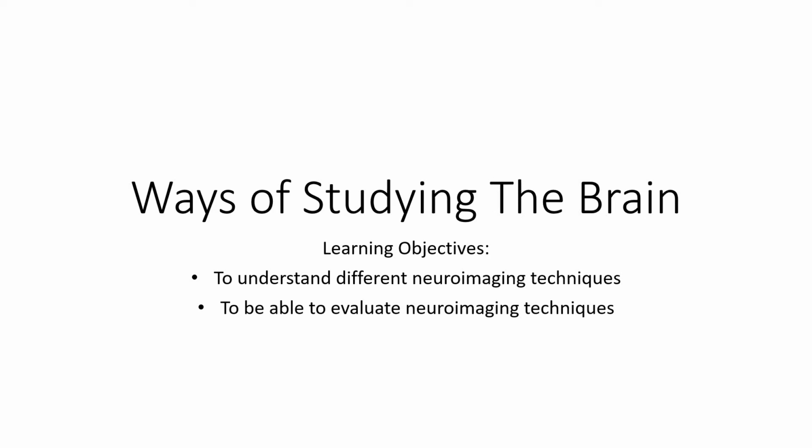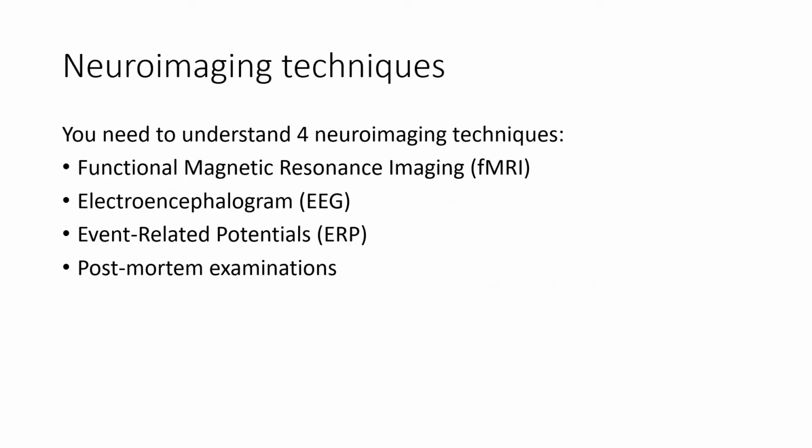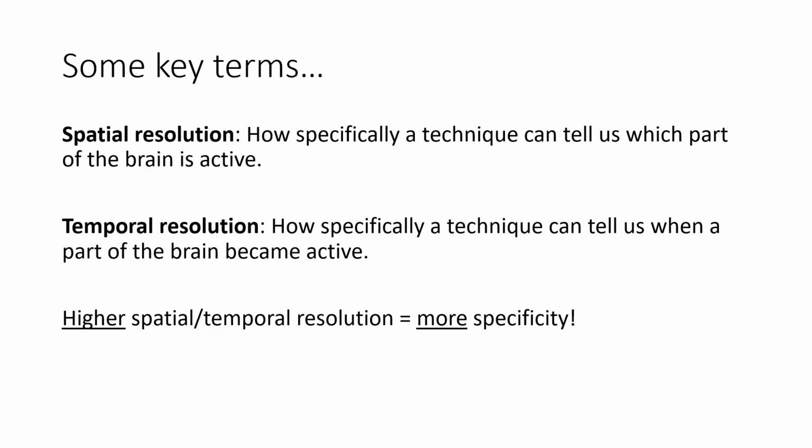Okay, so today we're going to be looking at ways of studying the brain, also known as neuroimaging techniques. So what you're going to be doing today is to understand those different neuroimaging techniques as well as being able to evaluate them. And the four techniques you need to know about are functional magnetic resonance imaging, or fMRI, electroencephalograms, or EEG, event-related potentials, ERP, and post-mortem examinations.